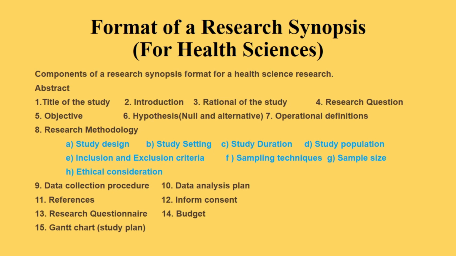In the research methodology component of a research synopsis format, we discuss the study design, study setting, study duration, study population, population inclusion and exclusion criteria, sampling techniques, sample size, and ethical consideration. The ninth component of a research synopsis format is data collection procedure. After that, data analysis plan, references, informed consent, research questionnaire, and budget and Gantt chart study plan.